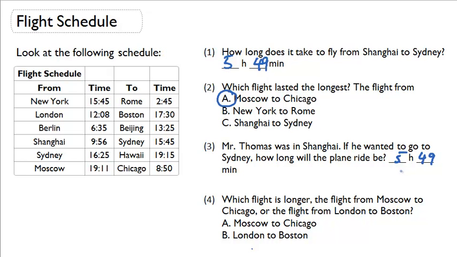And which flight is longer, Moscow to Chicago or London to Boston? Well, Moscow to Chicago we figured out was probably around 13 hours. What about London to Boston? London to Boston looks like it's from 12 o'clock to 17 o'clock, which means it's a difference of about 5 hours. So most definitely Moscow to Chicago.